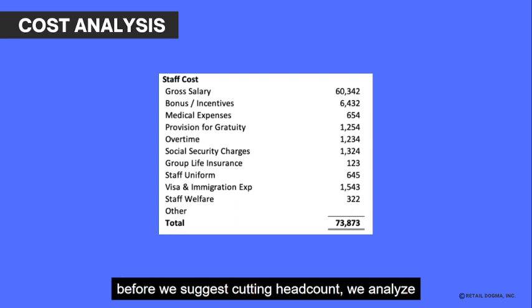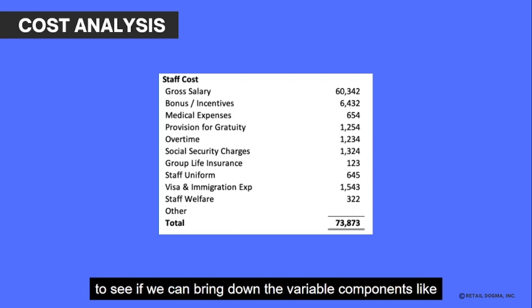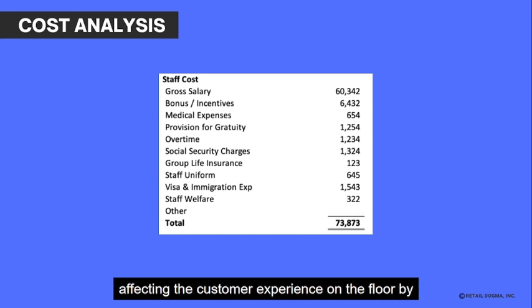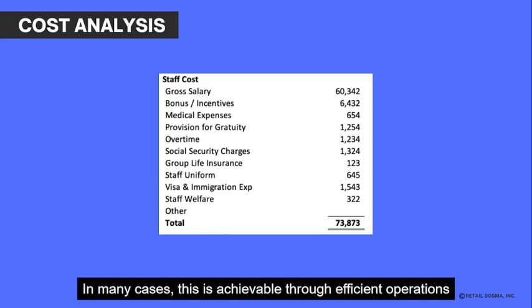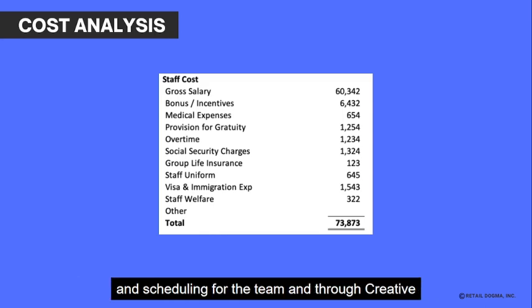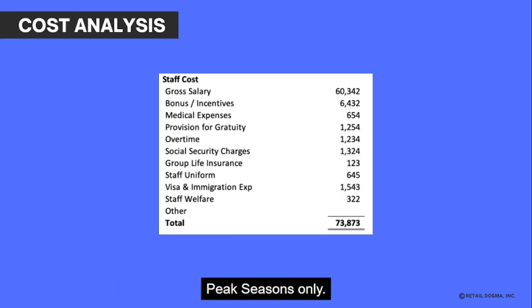So before we suggest cutting headcount, we analyze to see if we can bring down the variable components like overtime and solve the problem that way without affecting the customer experience on the floor by reducing the number of staff. In many cases, this is achievable through efficient operations and scheduling for the team and through creative solutions like hiring temporary workers during peak seasons only.